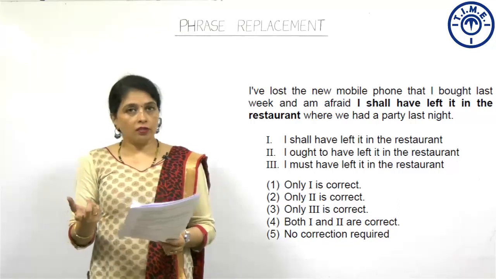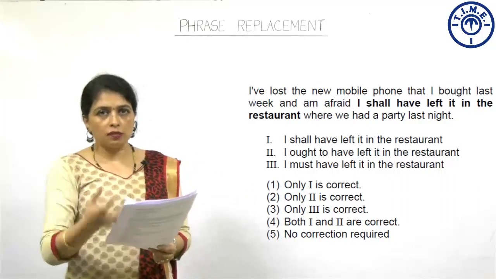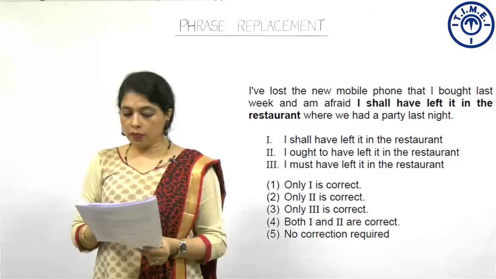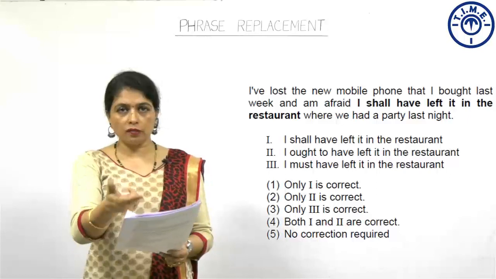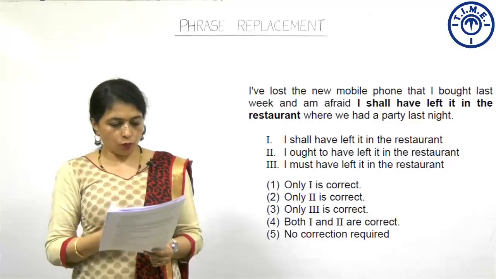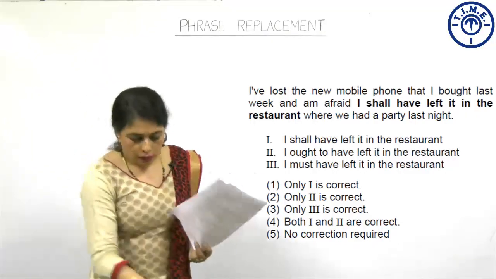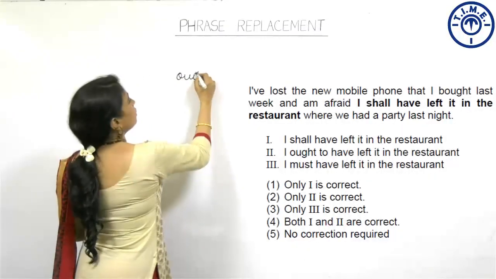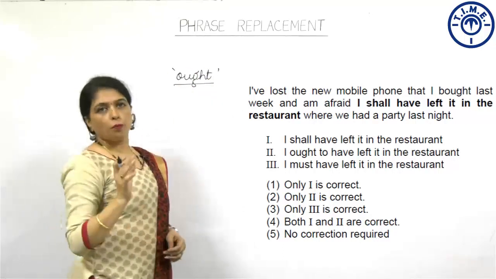I shall have left it in the restaurant is distorting the idea, so we need to change it and bring in something which renders the sentence grammatically correct. I shall have left it in the restaurant is a repetition of the same, and I just discussed with you that it's not right. So we move on to part 2. I ought to have left it in the restaurant. Well, please understand that the modal ought is always used for some moral obligation.